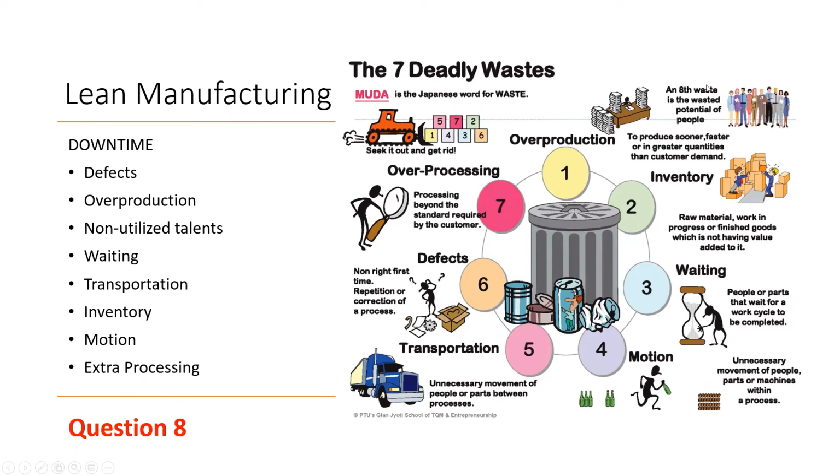The 8th is this one up here, which is the potential of people. So the question 8 here is that the acronym for all of the wastes is downtime. So that's the answer. But the 8 deadly wastes are defects, overproduction, non-utilized talent, that's the people component, waiting, transportation, inventory, motion, and extra processing. So all of those are examples of when you experience waste.